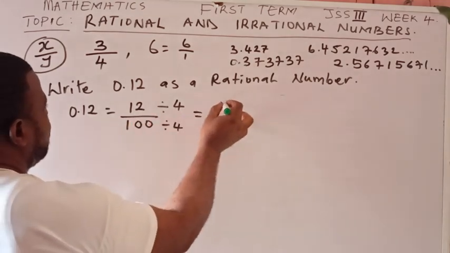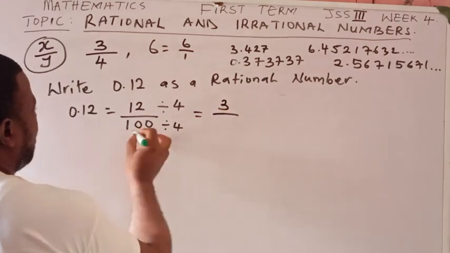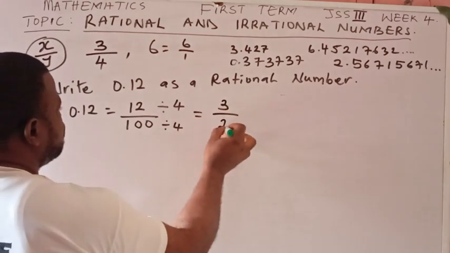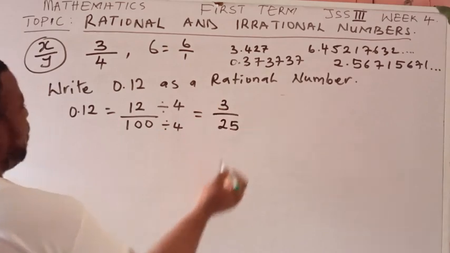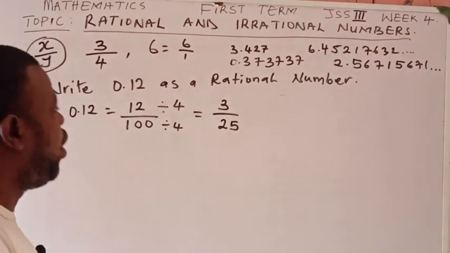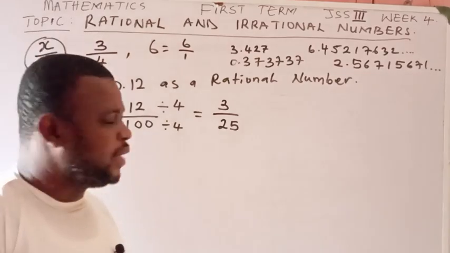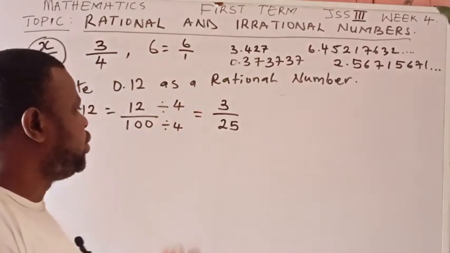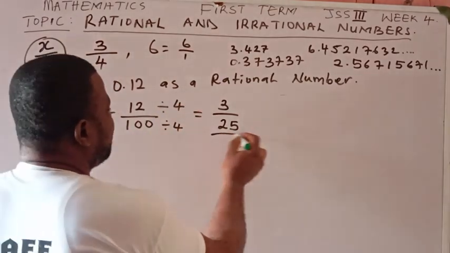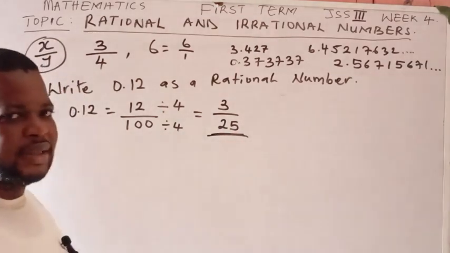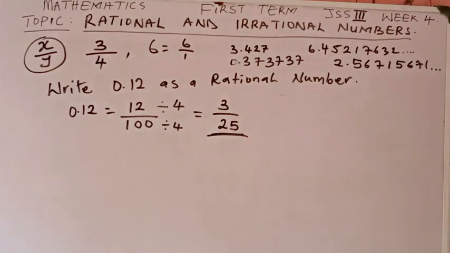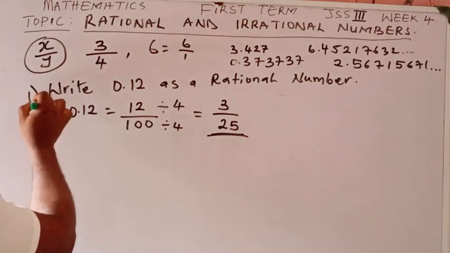12 divided by 4 is 3. 100 divided by 4 is 25. Now, no number can divide the up and the down number, that's the numerator and the denominator. So this becomes our final answer.